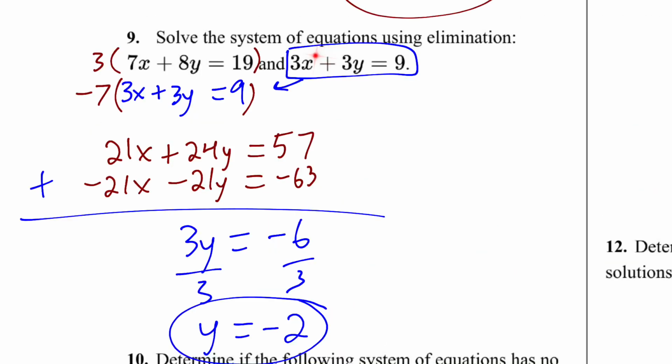Number 9, first I rewrote this so that 3x plus 3y equals 9 is underneath the other one. It's all lined up. I have an x column, a y column, and a numbers column. 3 does not go into 7. 3 does not go into 8. So I have to scale both equations. I take the top one times 3 and the bottom one times -7. So I multiply everything by 3 to get this. I multiply everything by -7 to get this.